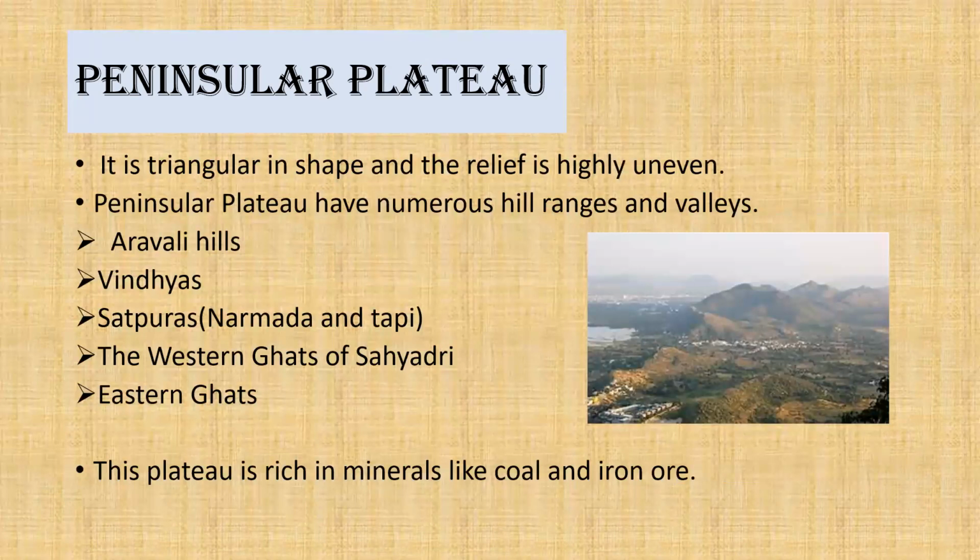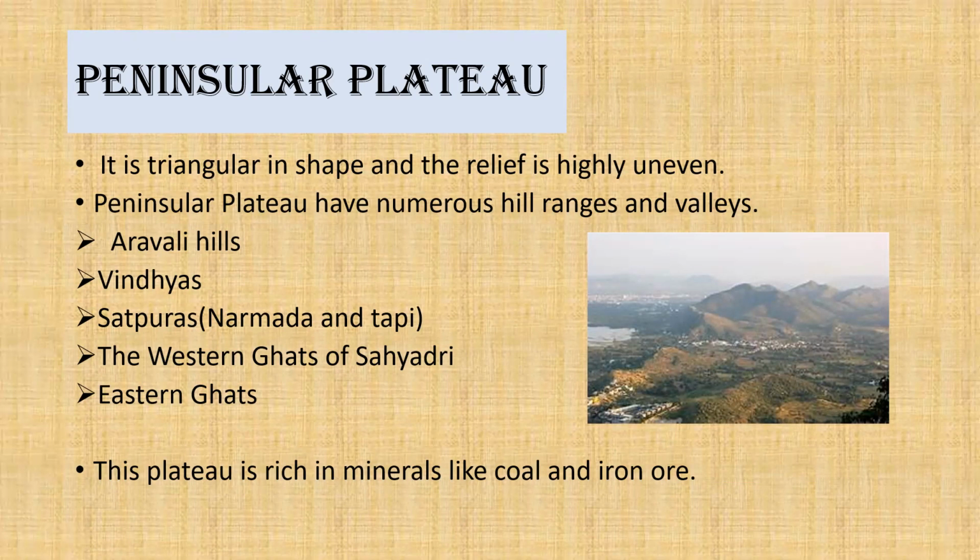Now it's time to know about the peninsular plateau. The peninsular plateau is triangular in shape. The relief is highly uneven. Basically, the base, the platform is uneven, and this is a region with numerous hill stations and valleys. Aravalli Hills, one of the oldest ranges of the world, border it on the north side. The Vindhyas and the Satpuras are the important ranges. Even the Narmada River and the Tapi flow through these ranges.